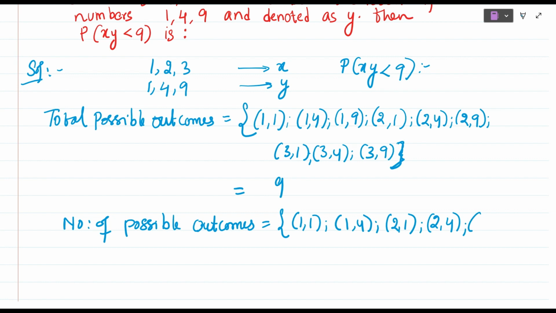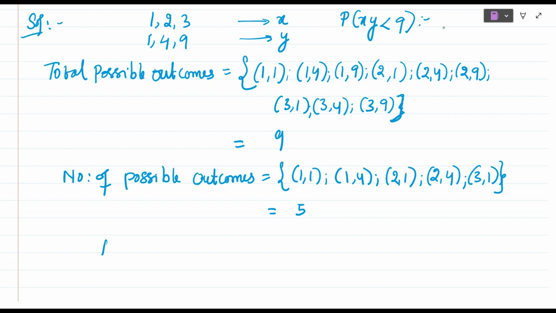Next 3 comma 1 gives 3 only, so we can take this. And 3 comma 4 gives 12 and 3 comma 9 gives 18. So we cannot take those combinations. So how many did we get here? 1, 2, 3, 4, 5. So the possible outcomes we got are 5, students.